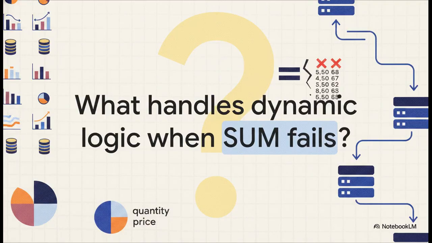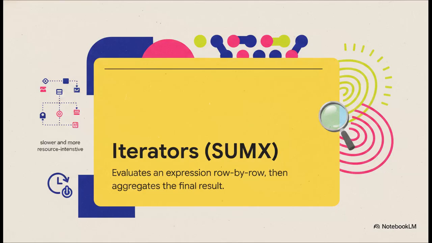So what if you're faced with a scenario where you need to multiply quantity by price across every single transaction before you aggregate the total? What do you use? A basic sum function only targets a single column, so it's going to fail completely if you hand it an expression like quantity times price. The answer lies with iterators. DAX functions ending in x, like SUMX, solve that exact problem by iterating row by row to evaluate your custom expression first, and then aggregating the final results. But a quick word of warning, you must remember they are slower and more resource-intensive than basic aggregations, so you should really only use them when absolutely necessary.